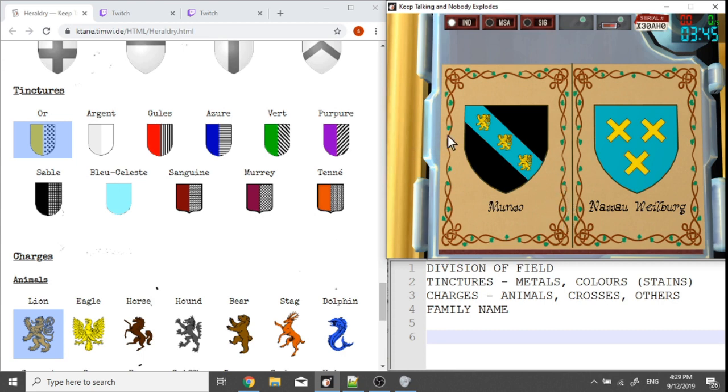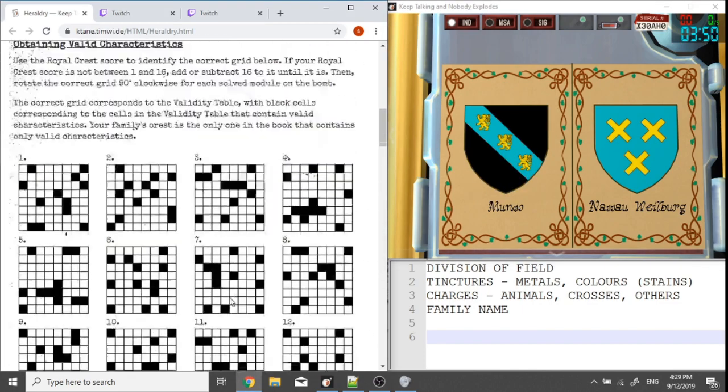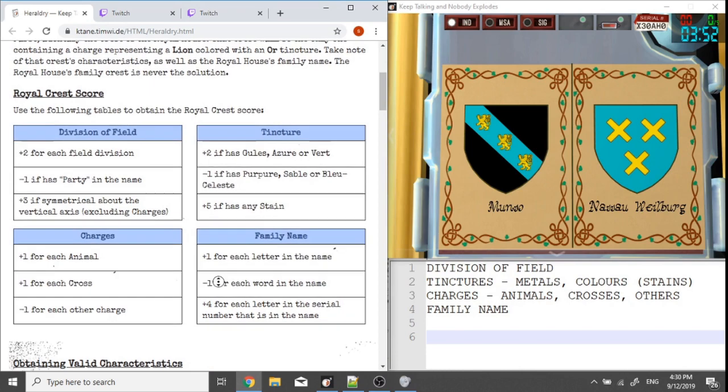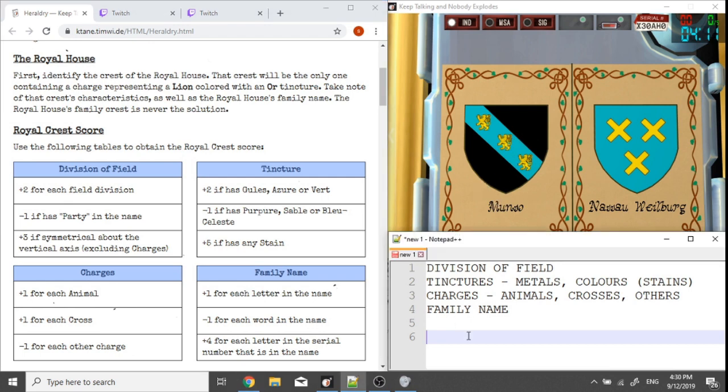So now that we've found the royal crest, we must do a calculation. So let's look at division of field. Plus 2 for each field division. So these will be essentially each piece of the crest. So in this case we have 3 parts of this crest. So we have 6.